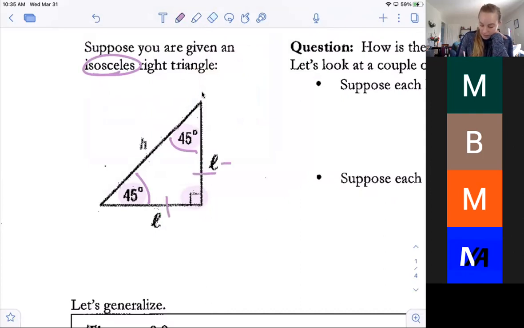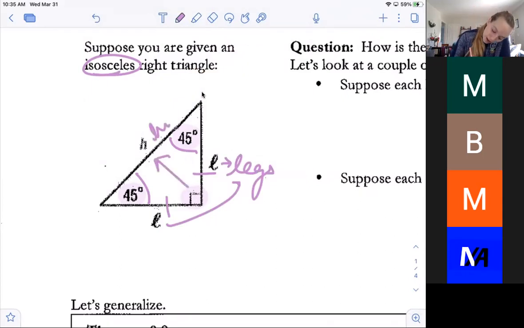And I'm going to write leg next to that and then point an arrow there too. If I'm talking about the sides that are not across from the 90-degree angle, just the normal sides, I'm going to call them legs. And then the side across from the 90-degree, reminder, we call that the hypotenuse.